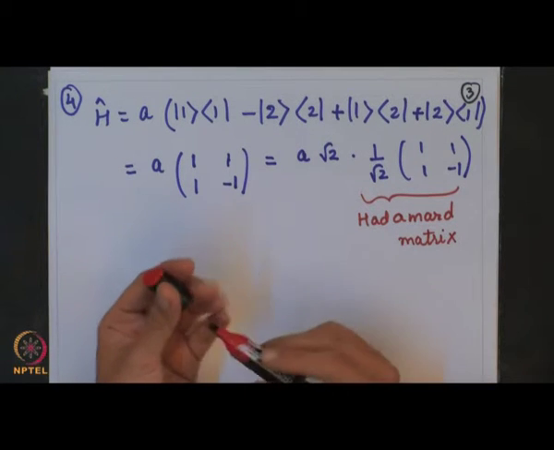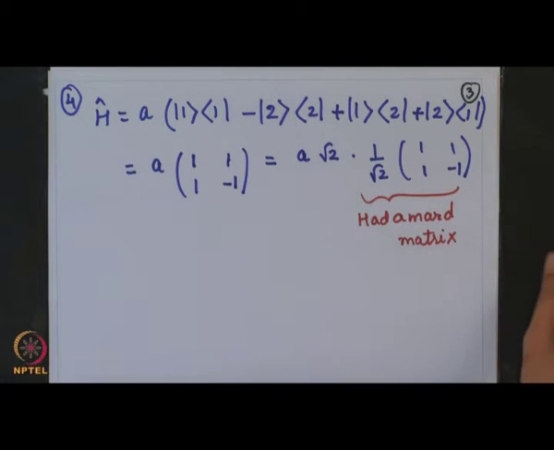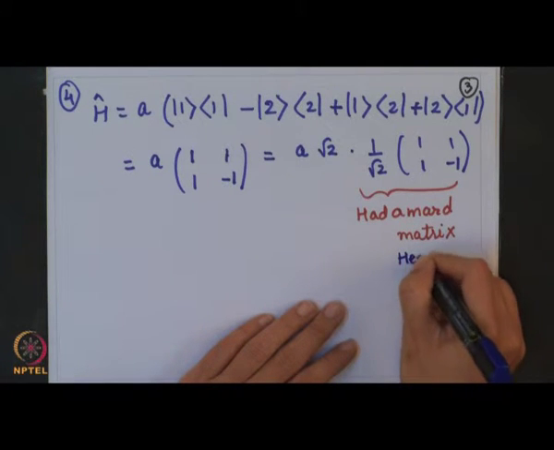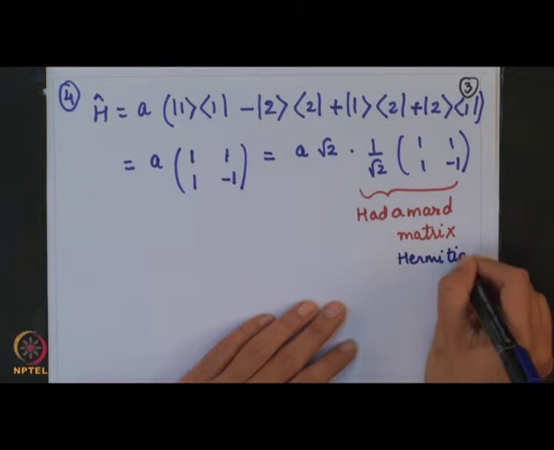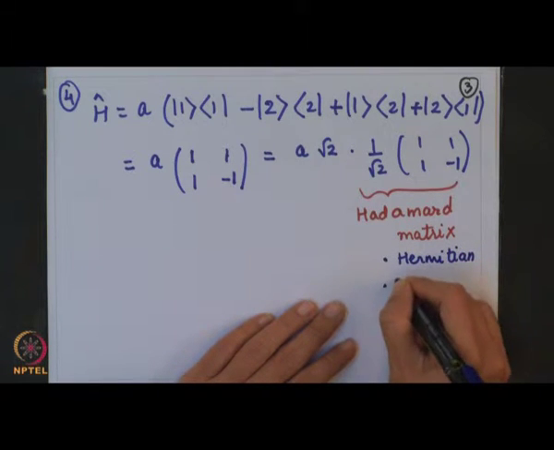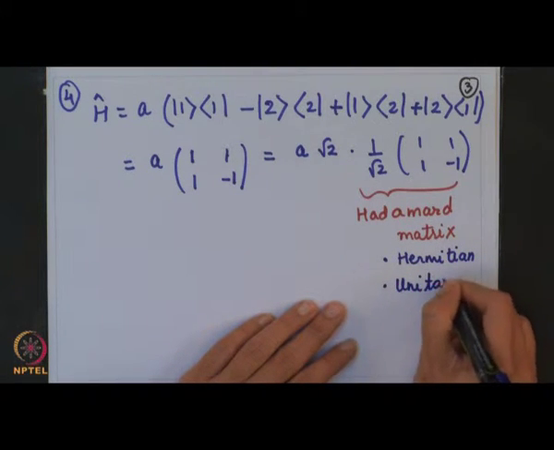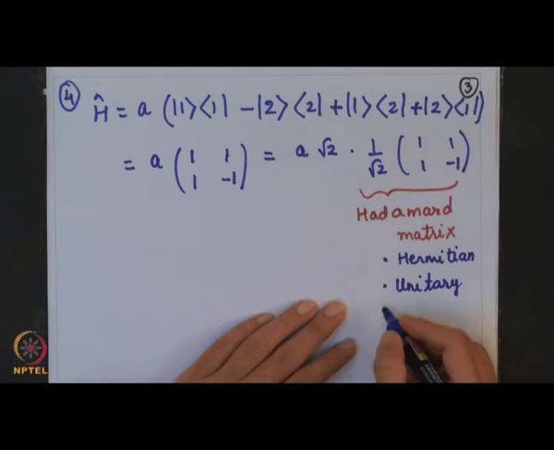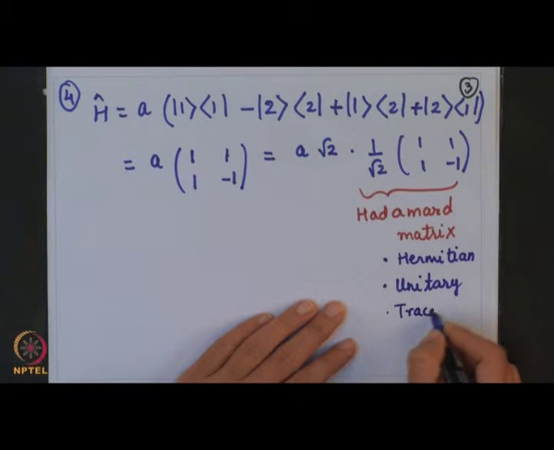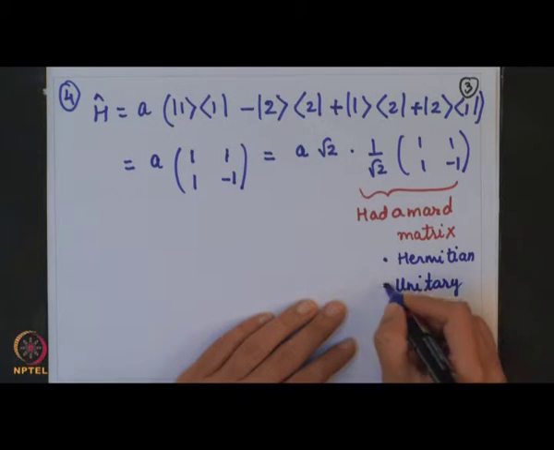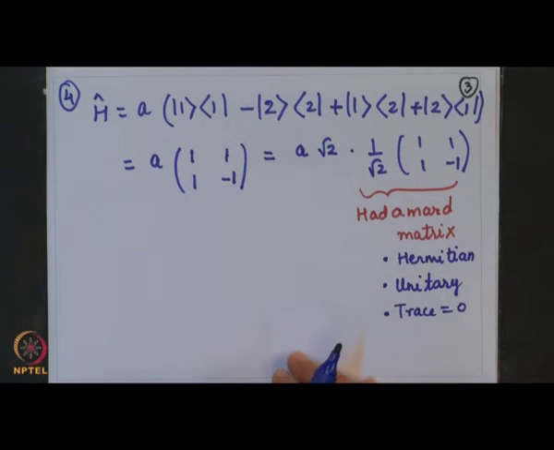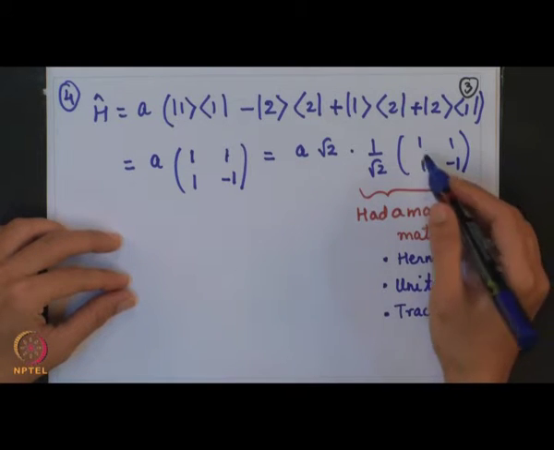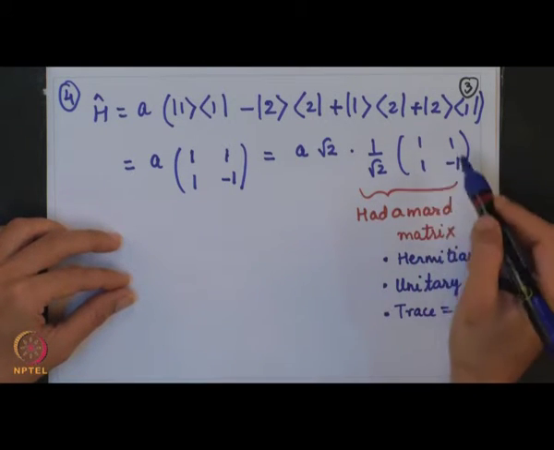Okay. So, now we know the properties of this matrix. First, it is Hermitian, then it is a unitary matrix, and you can see from here it has zero trace. So, trace is 0.